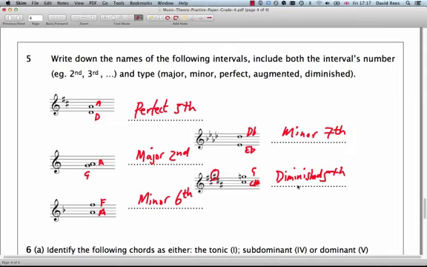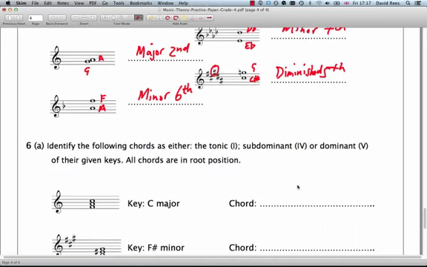It's a very recognizable interval when you hear it, but maybe not so much when it's written on paper. So it's really important to just think very carefully what type of fifth we're dealing with. That's the end of intervals. Almost at the end, we've got some chords to look at in question 6, so I will see you then.